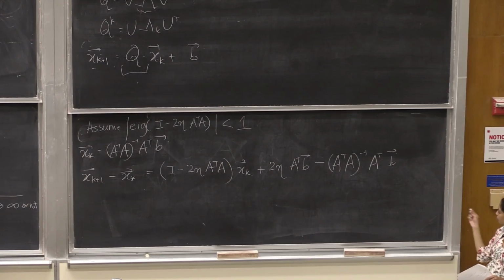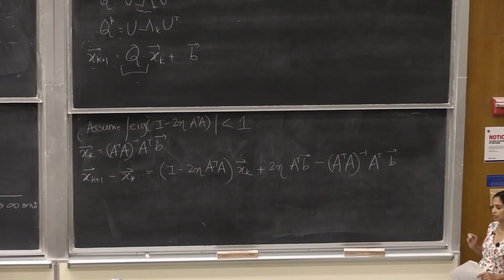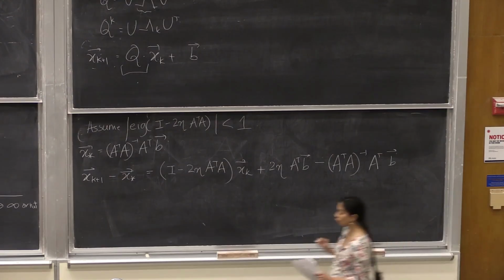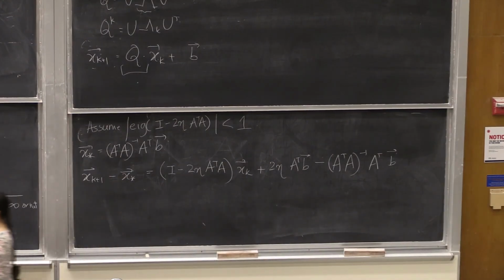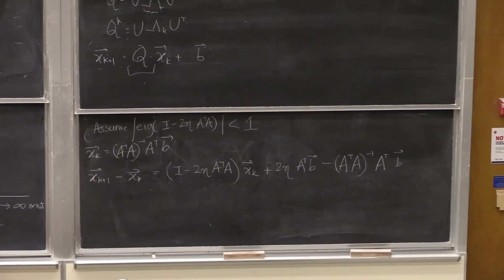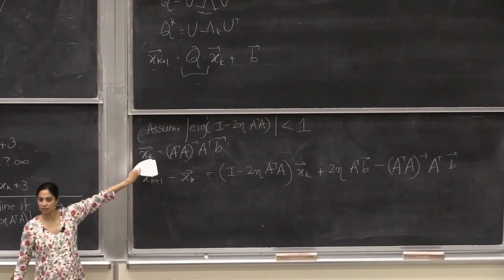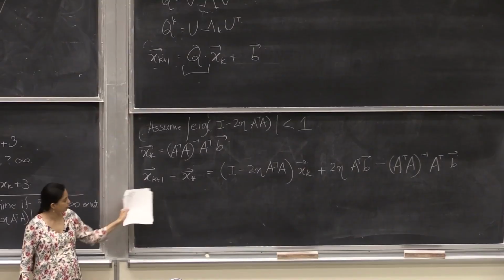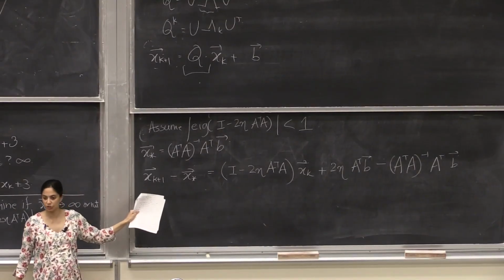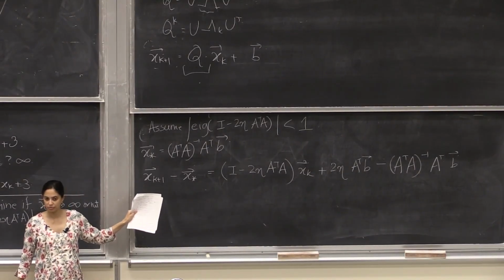Now, is there something I can do to maybe massage this to look nicer? Yes? Sorry, just to clarify, we now want to show that this xk converges to this x star, right? Which means that we want to show that this distance converges to 0. Everyone see that?